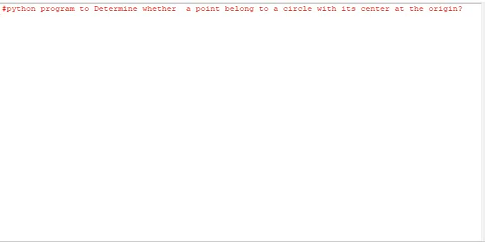Python program to determine whether a point belongs to a circle with its center at the origin. So first of all, we have to import math because we are using math functions. Then for the points, we input the point x and y, and convert them to floats by using the float function.